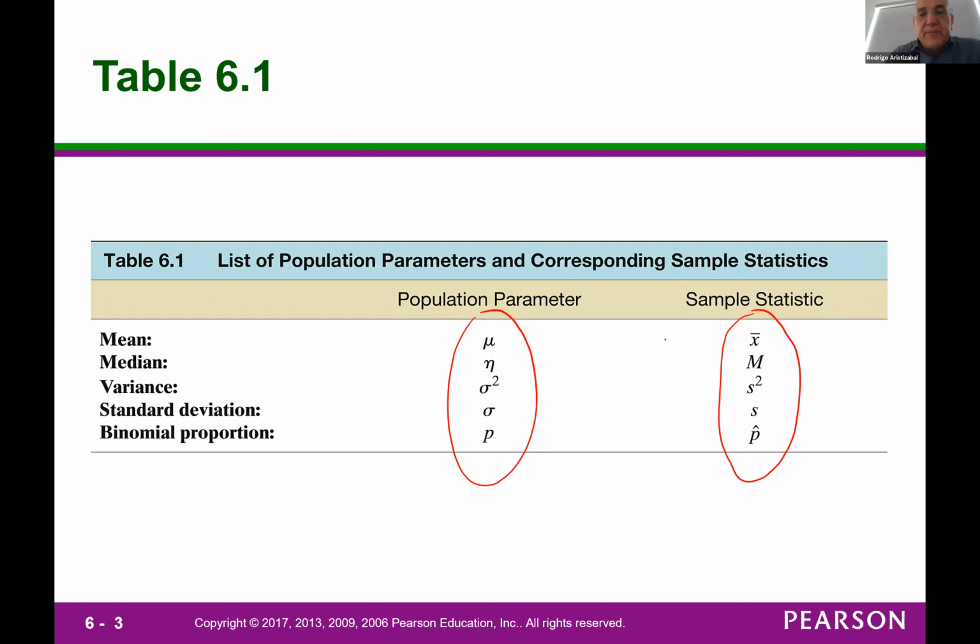Actually, we are going to focus in the next 4 chapters on these two parameters, the mean and proportion. This is our target parameter, but we are going to use the sample mean and sample proportion to estimate this parameter.